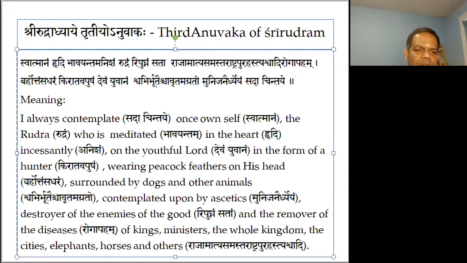So this is what I had prepared so far. I think maybe I went too fast. I don't know, it's about 10 o'clock. With this, the third Anuvaka comes to an end. As you can see, the Rishis saw this entire world as being pervaded by Rudra.